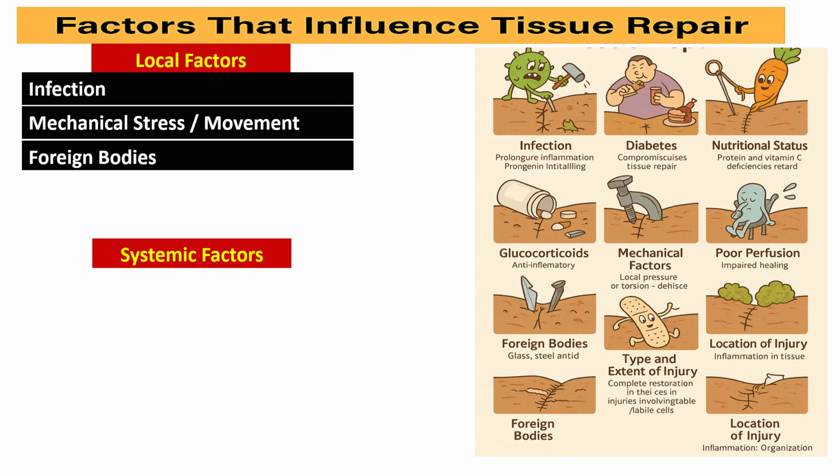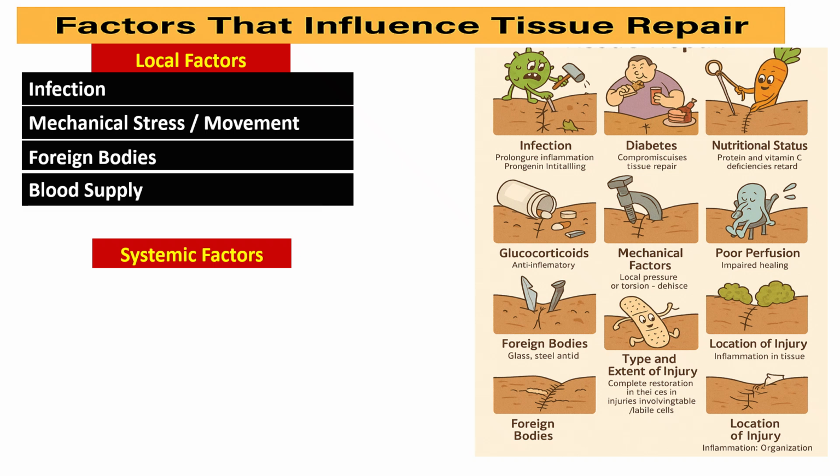Foreign bodies such as splinters, sutures, or glass can cause chronic inflammation and impair repair. Adequate blood supply is essential for delivering nutrients, oxygen, and cells to the area. Poor perfusion, for example in diabetes or atherosclerosis, impairs healing.